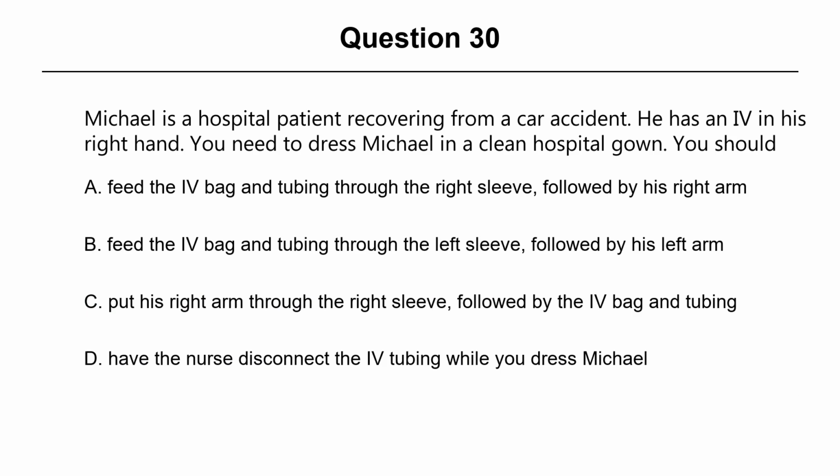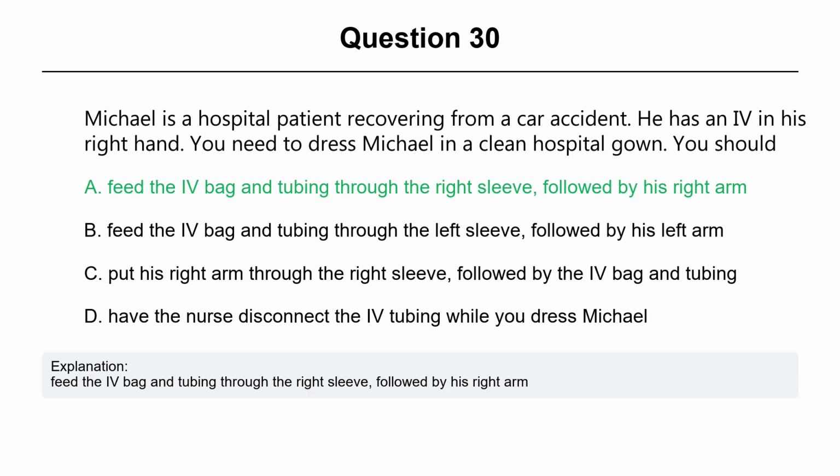Question 30. Michael is a hospital patient recovering from a car accident. He has an IV in his right hand. You need to dress Michael in a clean hospital gown. You should: Option A, feed the IV bag and tubing through the right sleeve, followed by his right arm. Option B, feed the IV bag and tubing through the left sleeve, followed by his left arm. Option C, put his right arm through the right sleeve, followed by the IV bag and tubing. Option D, have the nurse disconnect the IV tubing while you dress Michael. The correct answer is option A, feed the IV bag and tubing through the right sleeve, followed by his right arm.